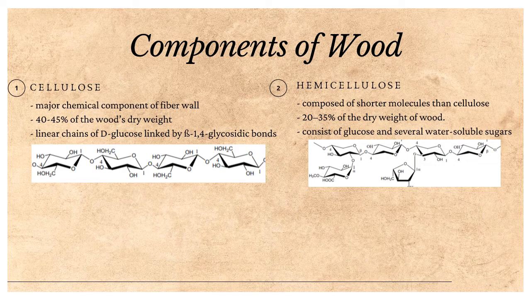Hemicelluloses, the second important constituent of wood, are also sugar polymers. Unlike cellulose, which is made only from glucose, hemicelluloses consist of glucose and several other water-soluble sugars produced during photosynthesis. They are composed of shorter molecules than cellulose and make up 20 to 35% of the dry weight of wood. There are many varieties of hemicelluloses, and they markedly differ in composition in softwoods and hardwoods.